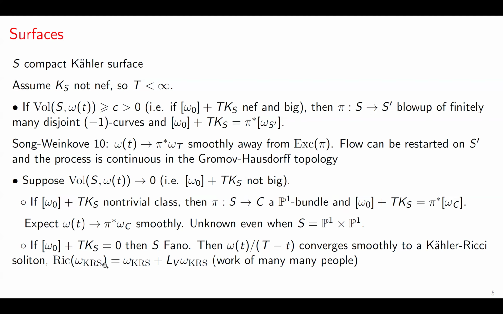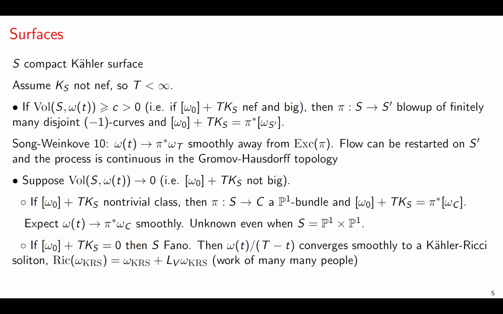So in the non-trivial case, then one can easily prove that the surface is ruled. So it's a P1 bundle over a curve. And again, the limiting class is the pullback of a Kähler class from the base curve. And we expect that the flow should smoothly collapse these P1 fibers in finite time and converge to the pullback of a metric on the Riemann surface.